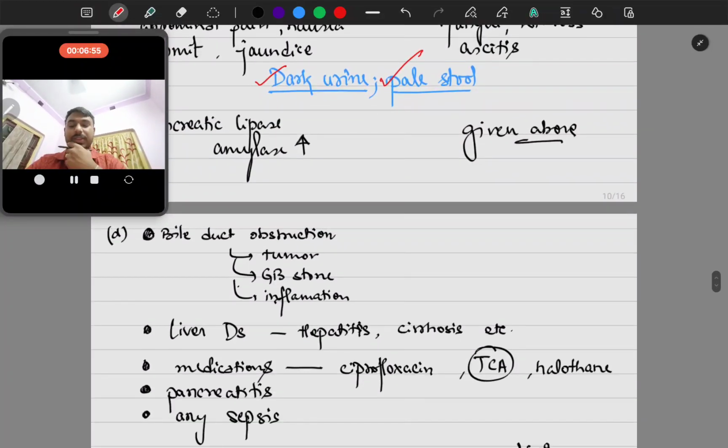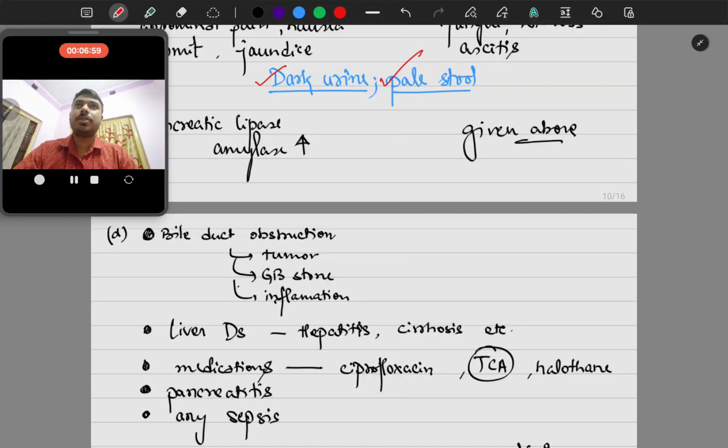Causes. The first main cause is bile duct obstruction. Bile duct obstruction can be caused by the formation of a tumor at the bile duct site, or a gallbladder stone which gets stuck in the GB duct or the common hepatic duct, or any other inflammation due to some kind of infection or pancreatitis, etc.